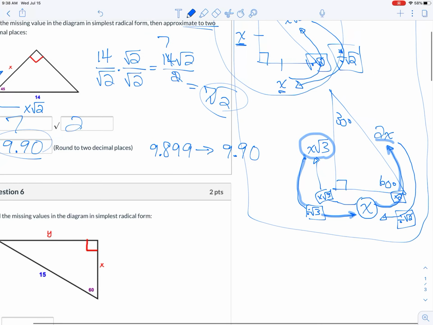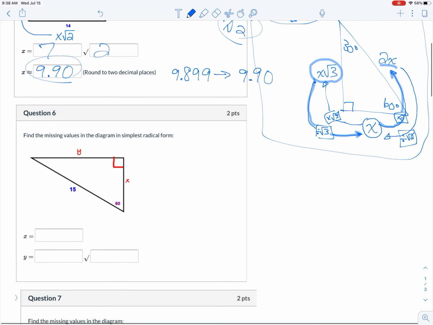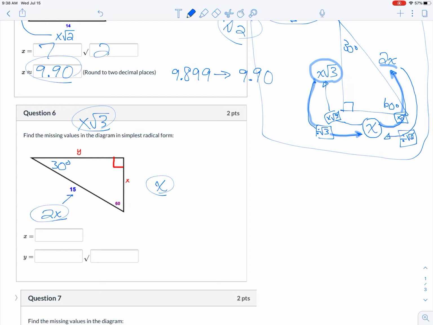So in this problem number 6, we've got the hypotenuse is 15, and this looks like a 30, 60, 90 right triangle. So sometimes it's good to put the ratios out there. If this is your x, this is x radical 3, and this is 2x. So in this case, the hypotenuse is 15. It represents 2x in the hypotenuse on this 30, 60, 90. So I'm going to divide by 2 to get x. That is 15 over 2, or 7.5.